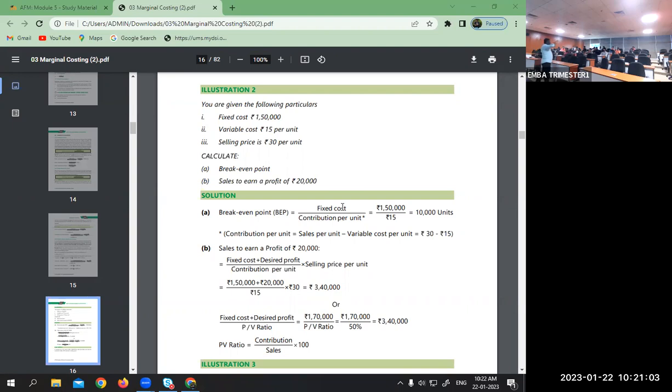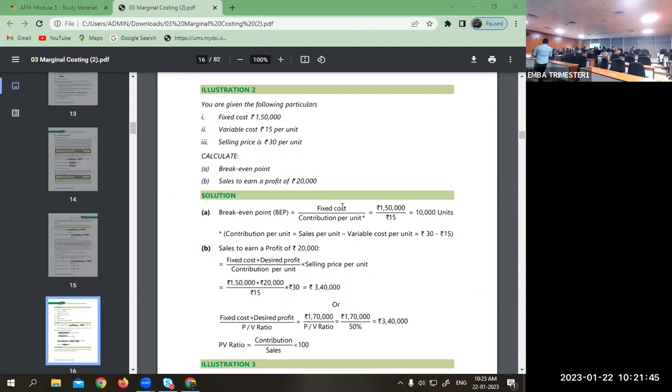The ROI will give you the rate of return on investment. On that basis, you will find out how much profit you want to earn. That is fixed. To earn this much profit, how many units do I have to sell? It's very simple. Zero is the profit at break-even, plus how much you want. Fixed cost plus desired profit divided by PV ratio or divided by contribution per unit will give you the sales to be made or number of units to be sold to earn that amount of profit.